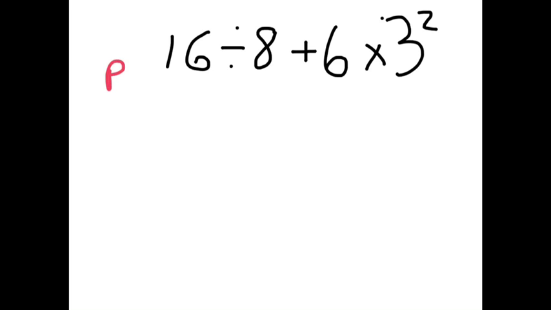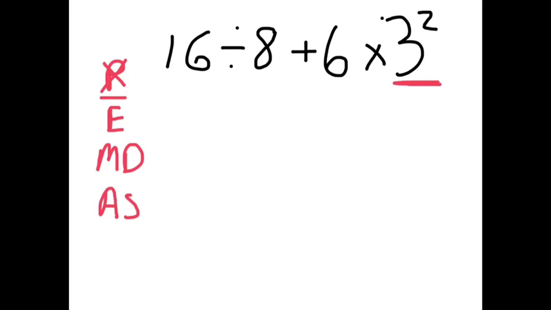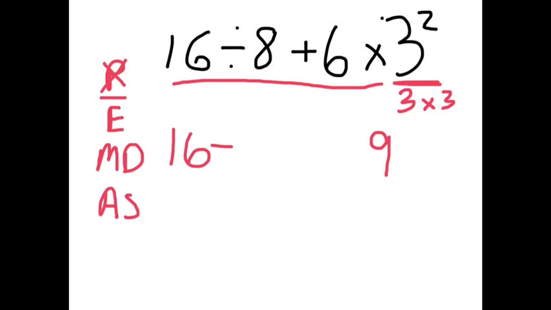Alright, so PEMDAS says parentheses first, exponents next, multiplying and dividing, adding and subtracting are last. We have no parentheses, so we're finished with that one. We have exponents right here, so let's take care of that. 3 squared means 3 times 3, which is 9. So I write that down, and then I write down all the other stuff that I haven't taken care of yet. So 16 divided by 8 plus 6 times the 9.